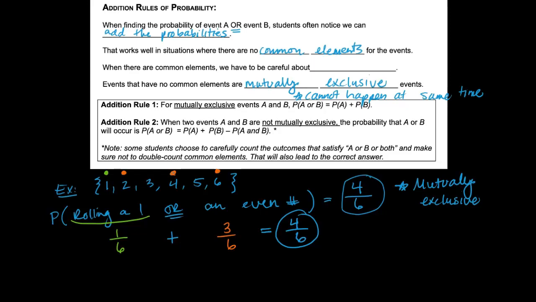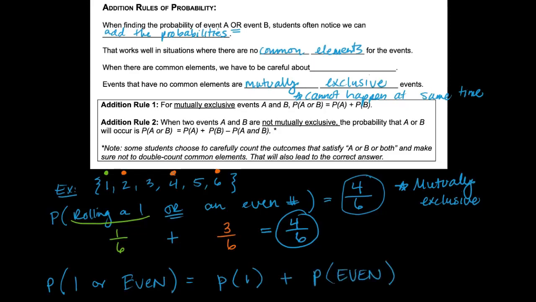And what I did here, if you look at the box, so there's a couple of addition rules here. And addition rule 1 says for mutually exclusive events, so that would be like this situation where rolling a 1 and an even number, those can't happen at the same time. If you want to find the probability of A or B, all you have to do is take the probability of the one plus the probability of the other. And that's exactly what I did here. So if I want to know the probability of rolling a 1 or an even number, all I have to do is find the probability of rolling a 1 and add that to the probability of rolling an even number, and that'll give me the answer. And so when there are common elements, we have to be careful about double counting.